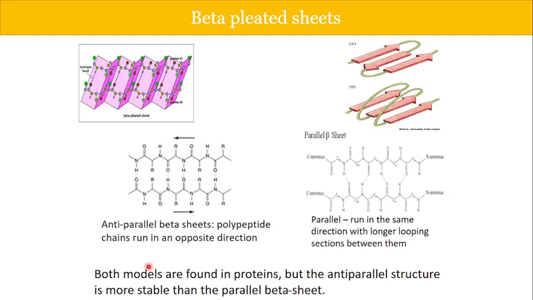Now coming to the next type of secondary structure, which is the beta pleated sheets. There are two types of beta pleated sheets: the anti-parallel beta sheets and the parallel beta sheets. The parallel beta sheets run in the same direction with longer looping sections between them, whereas the antiparallel beta sheets have the polypeptide chains running in the opposite direction. Both of these models are equally present in proteins, but the antiparallel structure is more stable compared to the parallel beta sheet. Now the question is why?